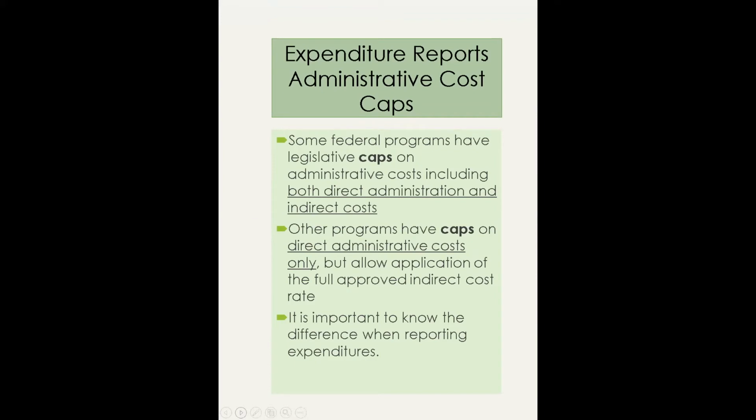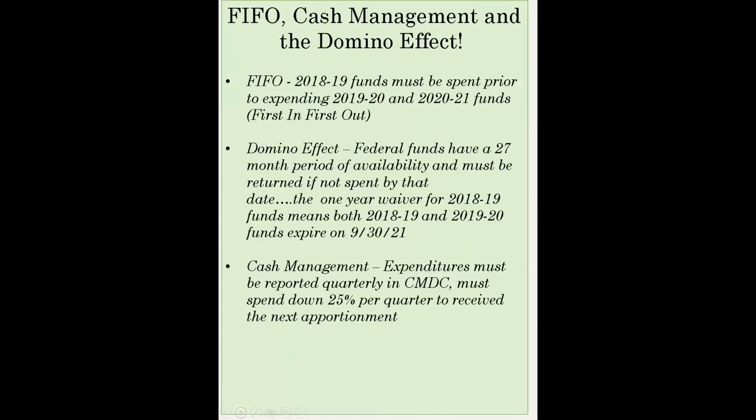So what you're going to see as we go through the pages is that some of these are broken out, direct and indirect costs for administration. They're broken out differently, and that depends on how the federal rules apply to the program. All right, so that's why all that talk about direct and indirect costs and administrative caps.